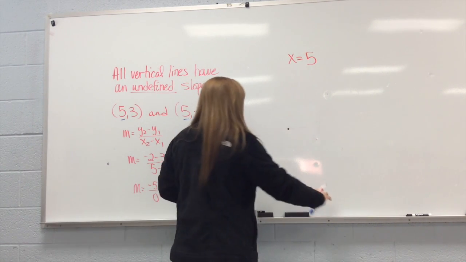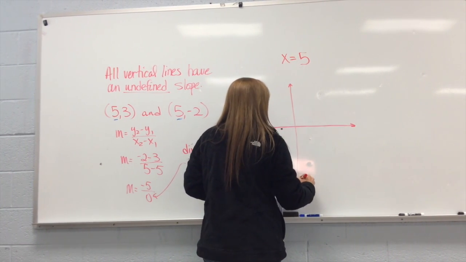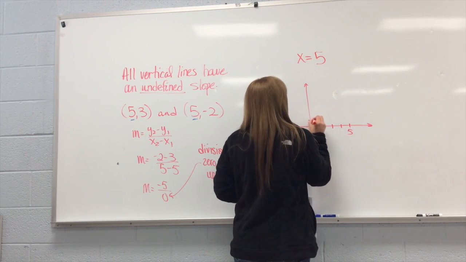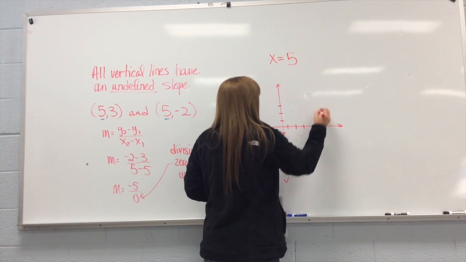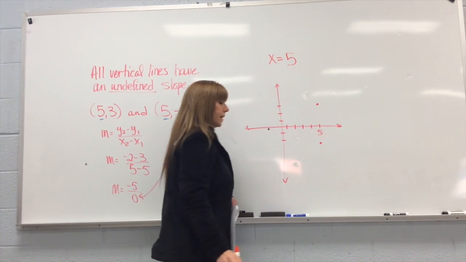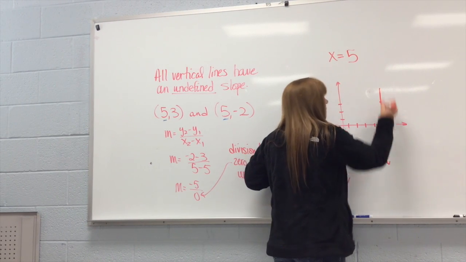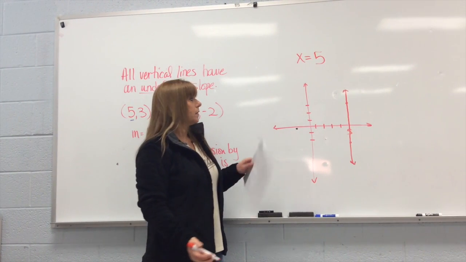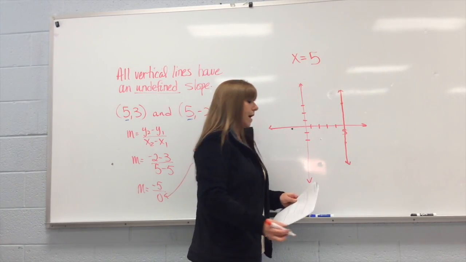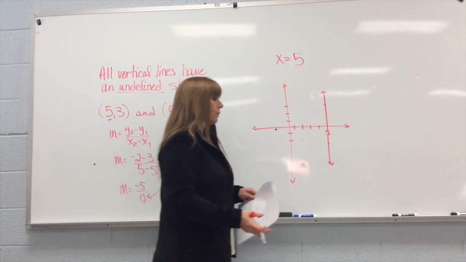If I went to graph this, I'd have a point at (5, 3). I'd have a point at (5, negative 2), and I'd end up with this line. A vertical line whose slope is undefined and whose equation is x equals 5. Because anywhere that I pick a point on that line, my x value will always be a 5.